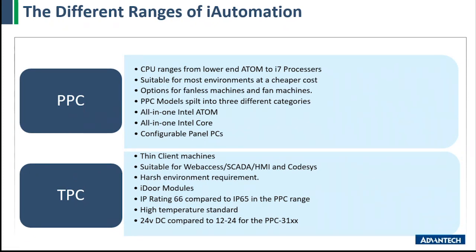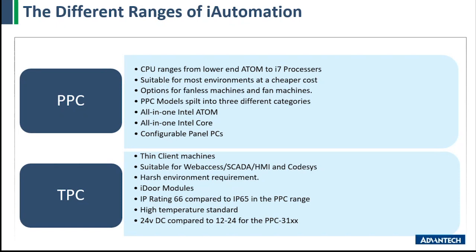And the TPC is more designed for factory floors. So you would see a lot of these models installed into factory belts. Being a thin client, they're a lot slimmer than the PPC, so they're easier to install in almost any spot, which helps out a little bit. Another positive thing about the TPCs is that they start at -20 to 60 degrees, while the PPCs start at 0 to 60 degrees. So if you ever need to install it in a cold environment, the TPC is pretty suited for those.